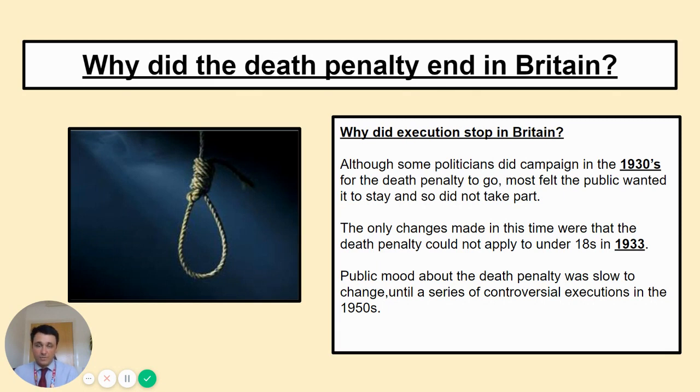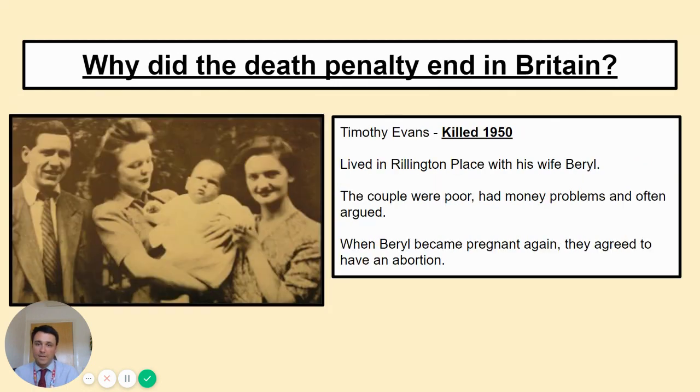Because people seemed happy with the death penalty. And it took, over a space of 5 years, a series of controversial executions to really start to change people's opinion about the effectiveness and how correct it was to kill people. So let's look at those three people one at a time, these three case studies.